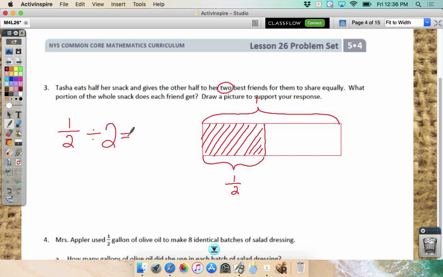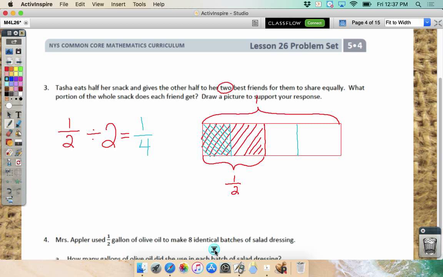So what do I need to do next with my tape diagram? Angel? Split each section in half, but I want to change the color of my pen. Okay, and what will I double shade? The very first box, yeah. Because we know the answer. What's the answer? 1/4. Okay, so what portion of the snack does each friend get? 1/4. Each friend will get 1/4 of the snack, okay?